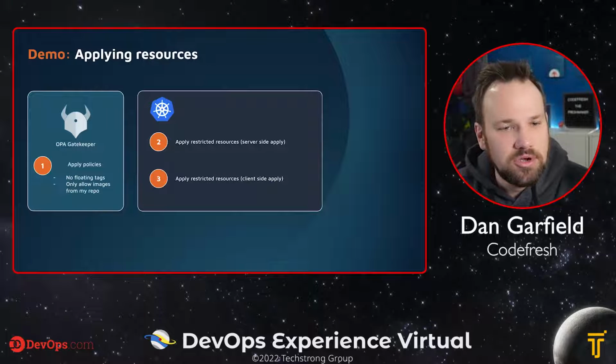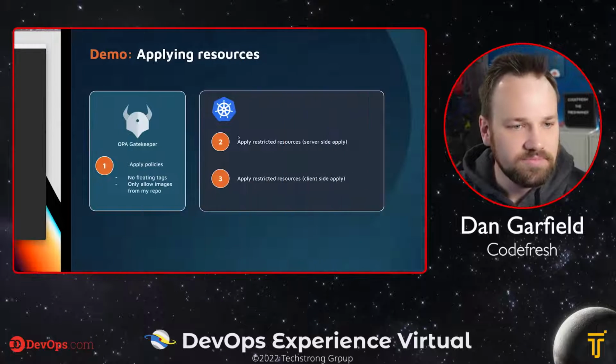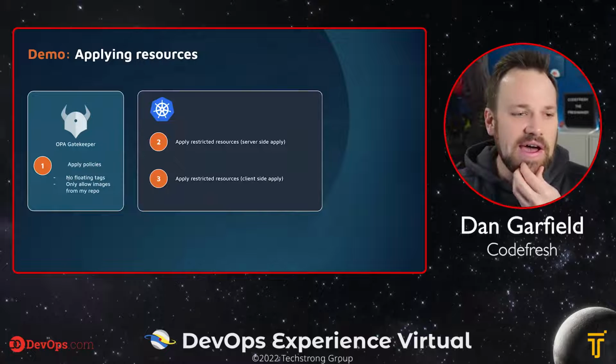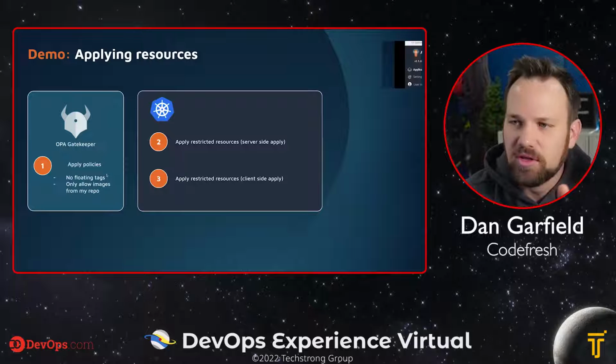So let's do some demos here. Let's use OPA Gatekeeper to apply some policies. So let's see if I remember how to do this demo. I've got a couple of policies that I want to apply. No floating tags, only allow images. Actually, before we do this, we need to deploy it.